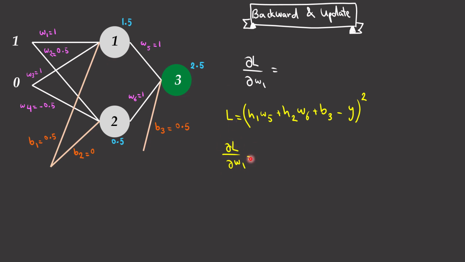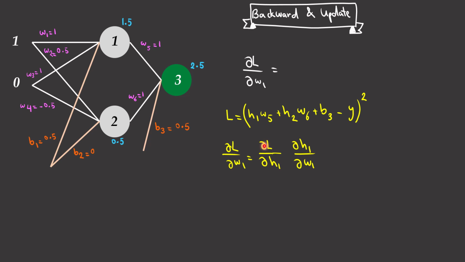So in order to calculate this, we should simply calculate the partial derivative of the loss function with respect to H1, and then we should use the partial derivative of H1 with respect to W1. So this is called the chain rule. Why? Because as you can see, W1 is not directly inside this expression, but for calculating H1, we need W1. So we are going to use this chain rule. And in order to calculate this, we should calculate all of these derivatives separately.